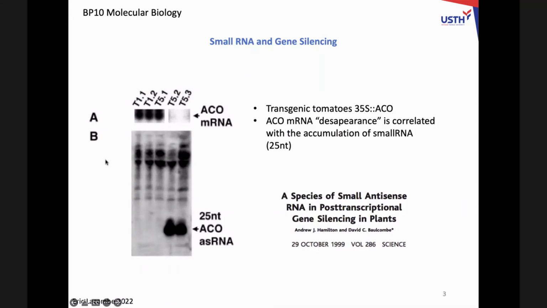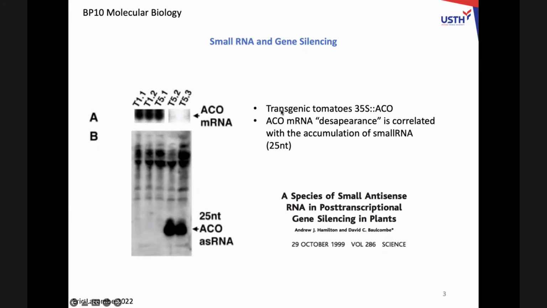they managed to find at least a molecular link between the stability of the messenger RNA, the direct product of transcription of the genes, and the presence of a new type of very small RNA that were 25 nucleotides long. So this experiment is very interesting. You see, it's just before 2000, and it's the first report, published in Science, of the identification of this new type of RNA, which are small antisense RNA.